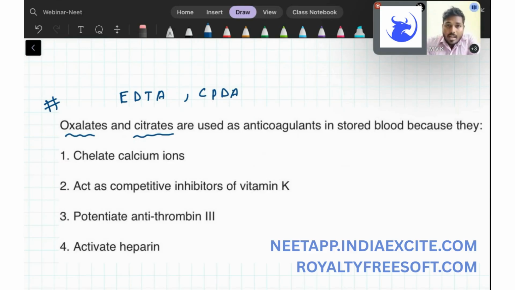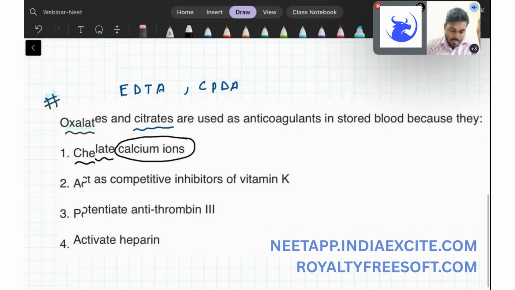Since they are anions, they have a natural affinity towards cations, right? So what is the cation? There is one factor in our blood which is both a cation and also a clotting factor. What is that? That is our factor 4, calcium, correct? So what are EDTA and CPD going to do? They are going to form a ring with this calcium ion. That process is called chelation. So their major role is to chelate this calcium ion and make it inactive so that we are stopping the clotting process. Yes or no?